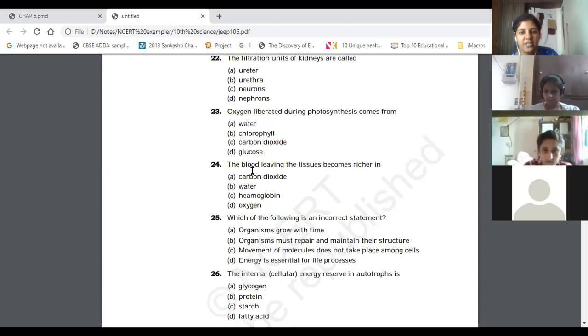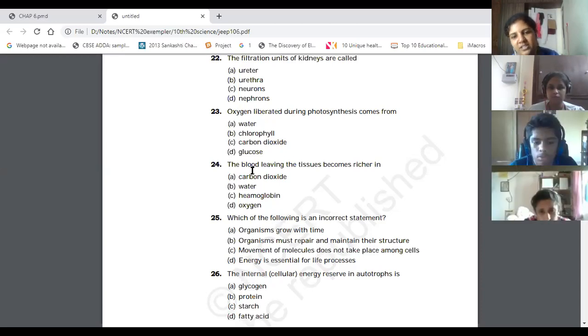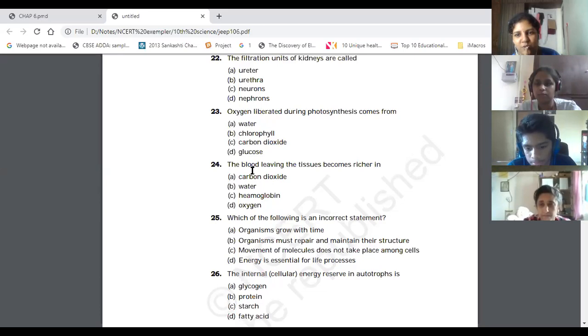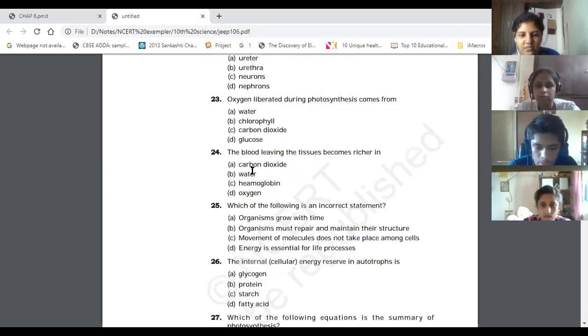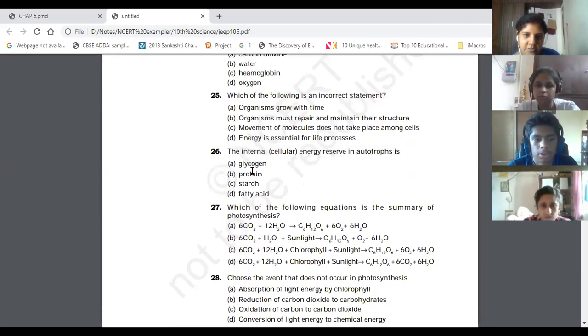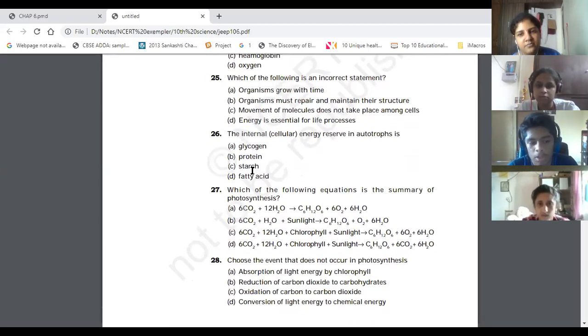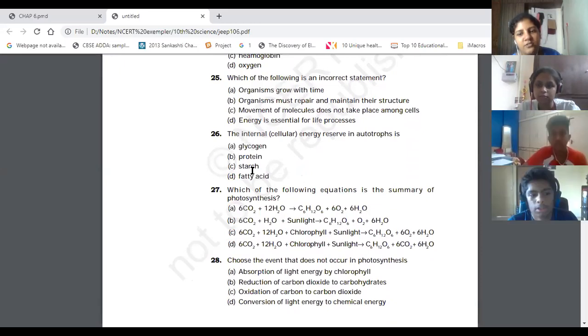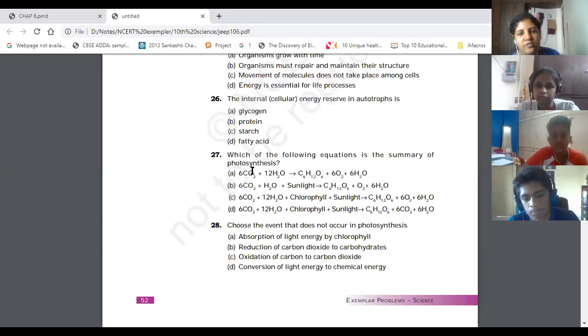Which of the following is an incorrect statement? Organisms grow with time. Organisms must repair and maintain their structure. Movement of molecules does not take place among cells. C is incorrect. Movement is utmost important. Without that, no life process is possible. The internal energy reserve in autotrophs is starch, and in heterotrophs, glycogen.